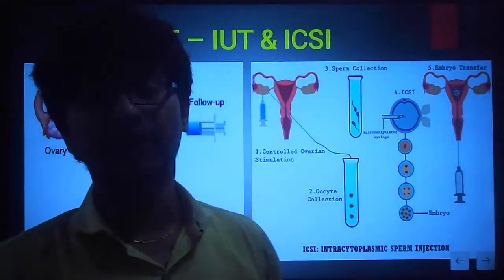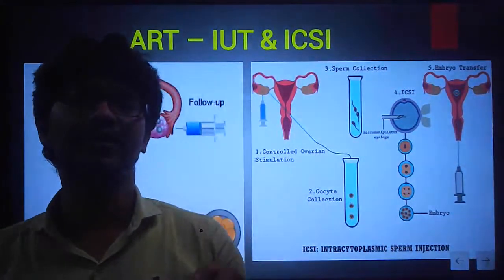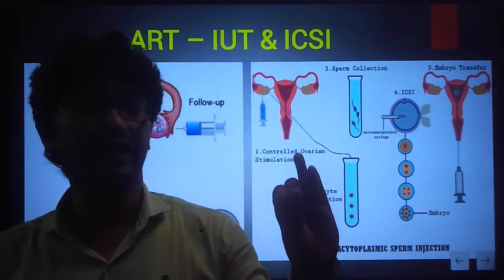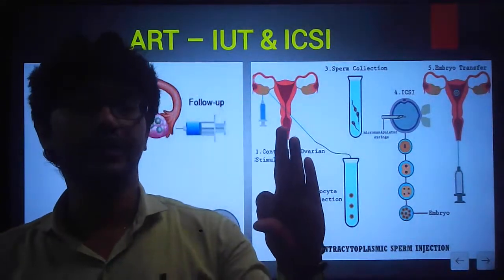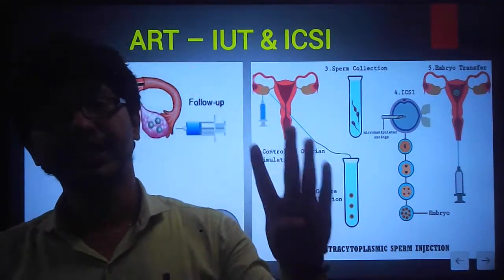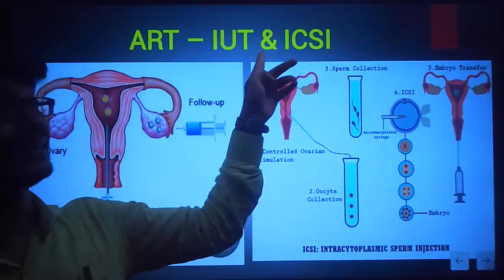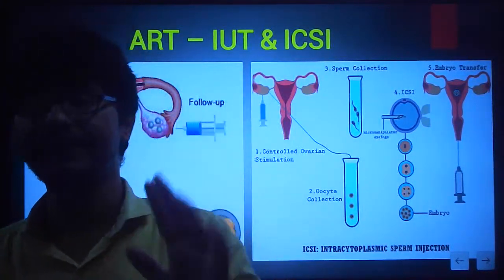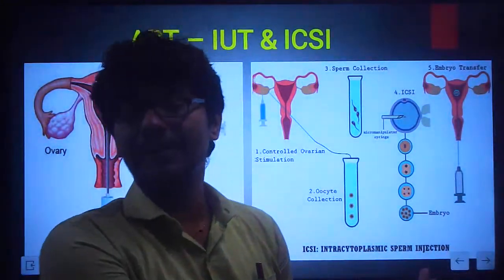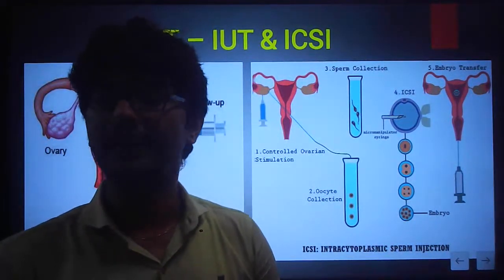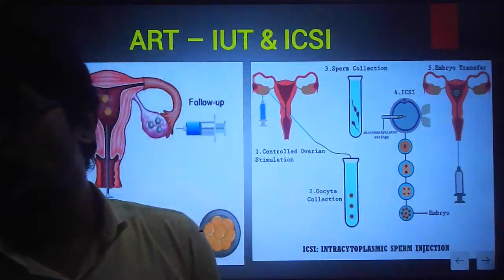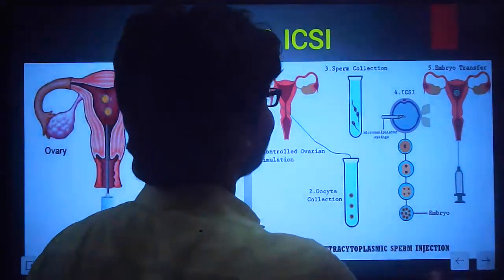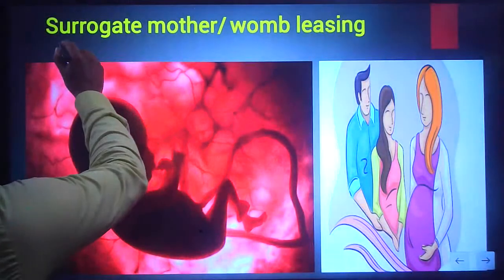Okay, so far what are the things that we discussed? We discussed artificial insemination, gamete intrafallopian transfer, zygote intrafallopian transfer, intrauterine transfer, that is IUT, then intracytoplasmic sperm injection, right? These 5 techniques. If the infertility problem is not solved by these, then what else can we do? We can go with the next option, which we call a surrogate mother.